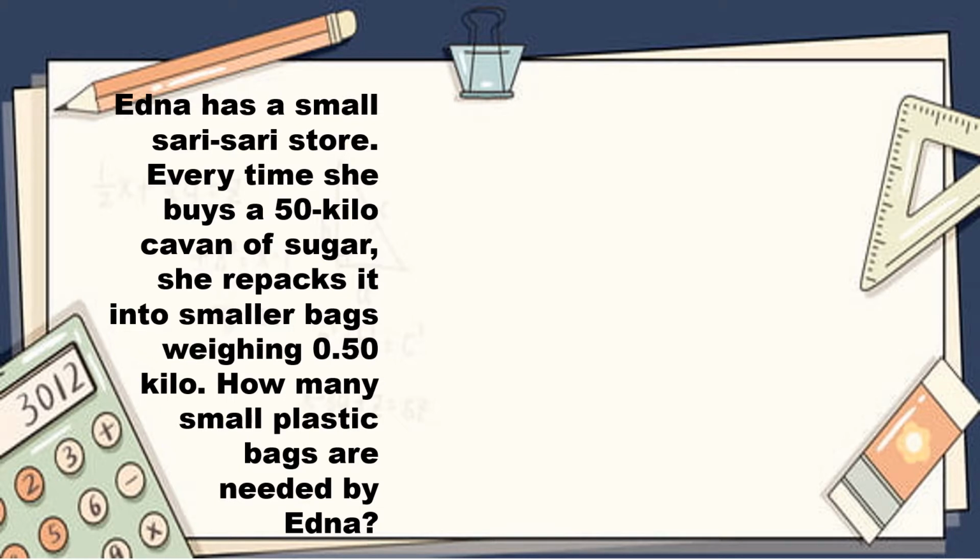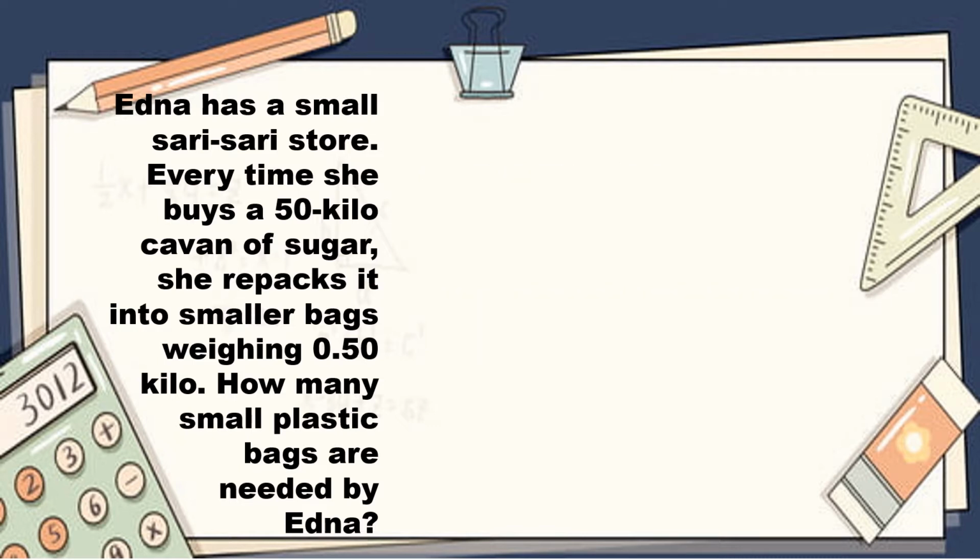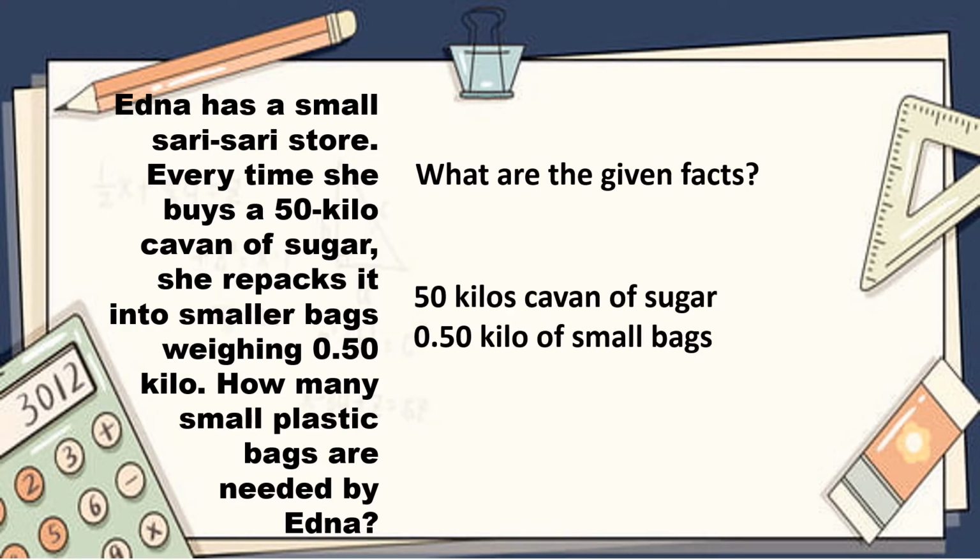First, we need to understand the problem. What is asked in the problem? Correct. The number of small bags needed by Edna. Then, what are the given facts? We have 50 kilo caban of sugar and 50 hundredths kilo of small bags.